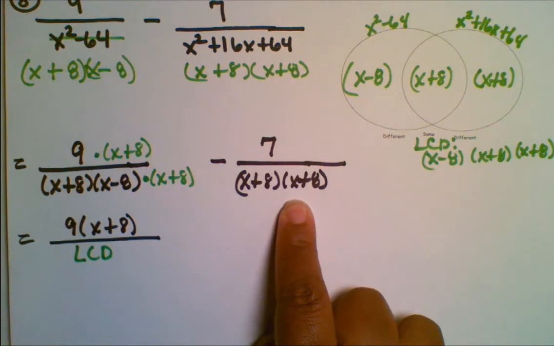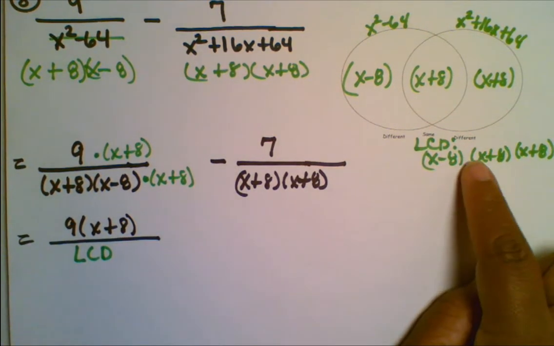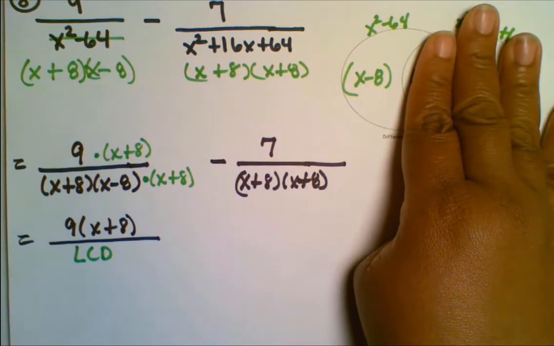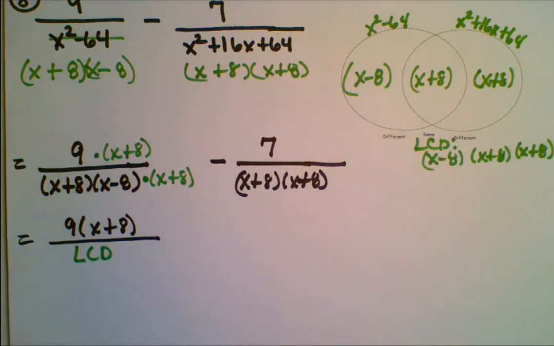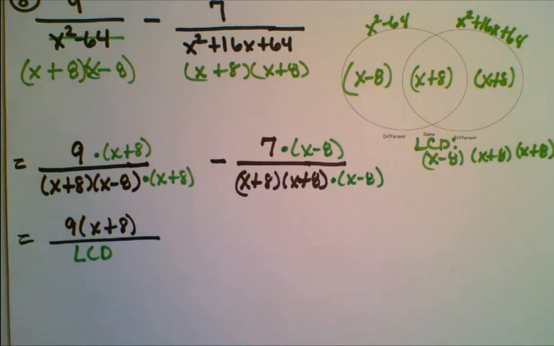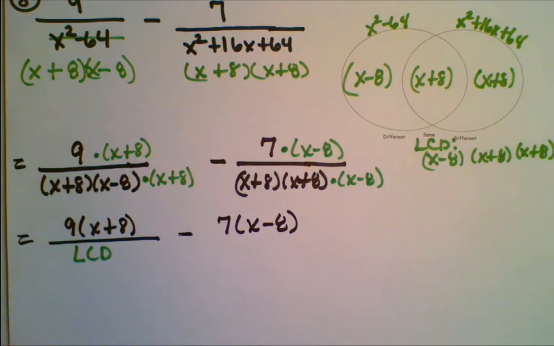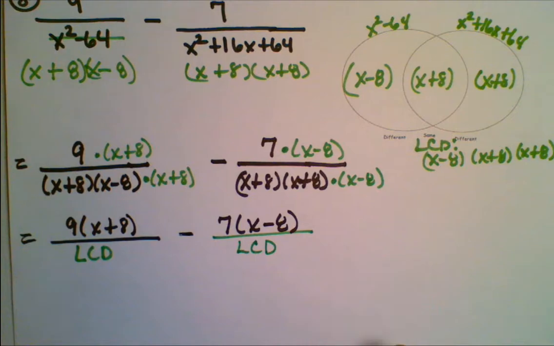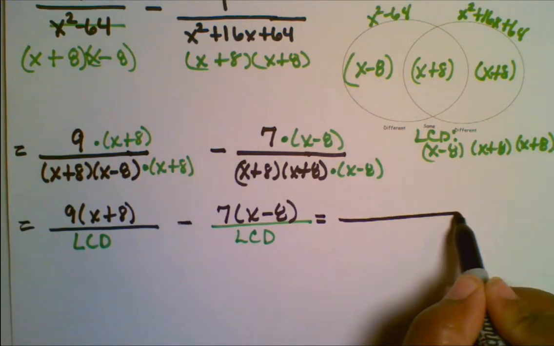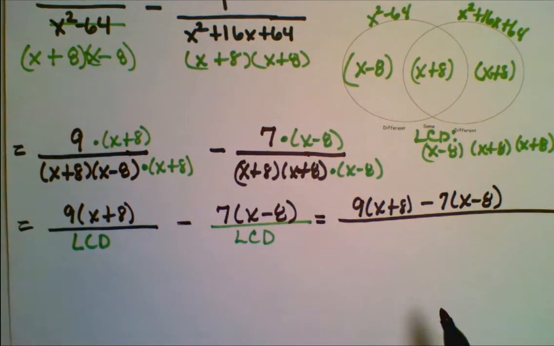Then let's look at the second fraction. What do we need to multiply the second fraction by so we can write it with our new LCD? Well, we already have x plus 8 twice. What is missing? Or what do we need to include here? The x minus 8. So our new numerator is 7 times x minus 8 all over our LCD. Let's bring together our numerators. 9 times x plus 8 minus 7 times x minus 8 all over the LCD.